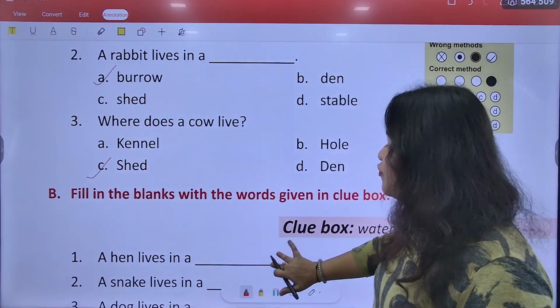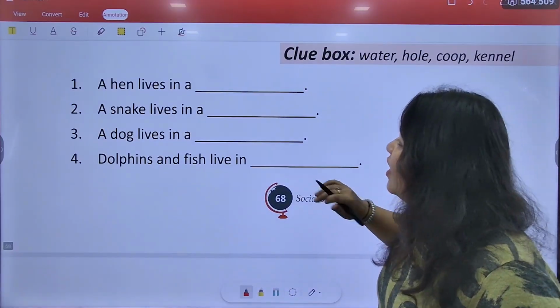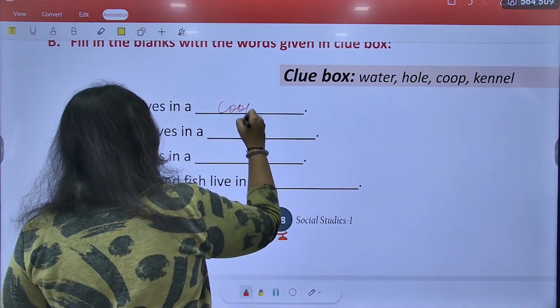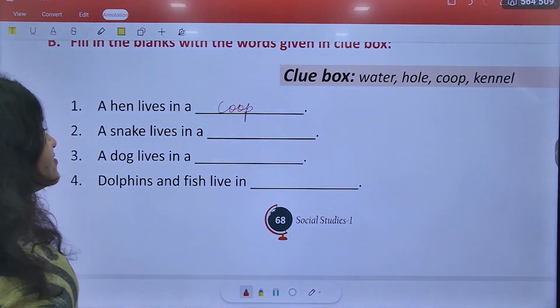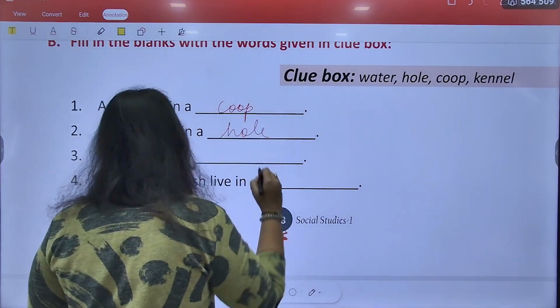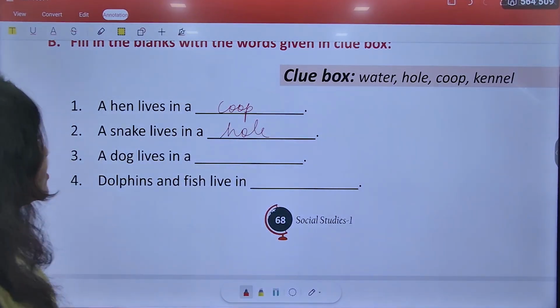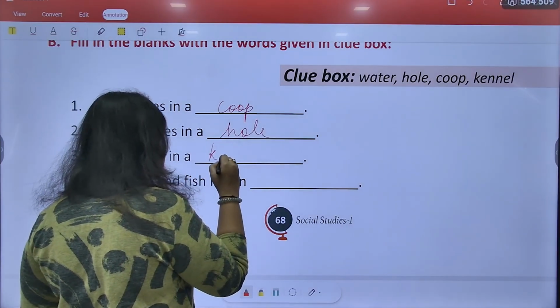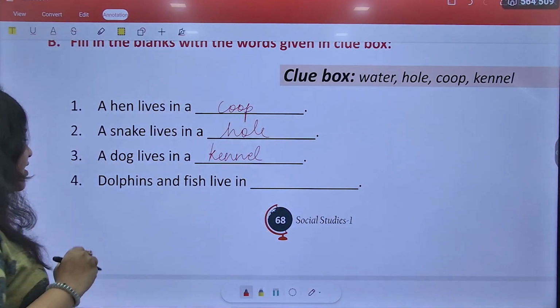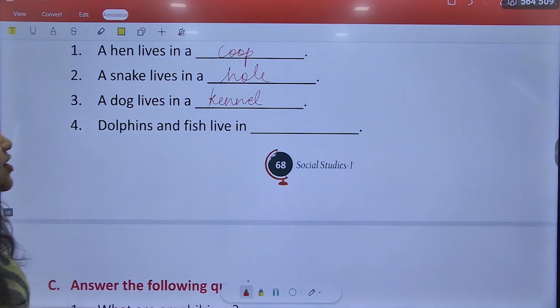Now fill in the blanks. A hen lives in a coop. A snake lives in a hole. A dog lives in a kennel. And a dolphin and fishes live in water.